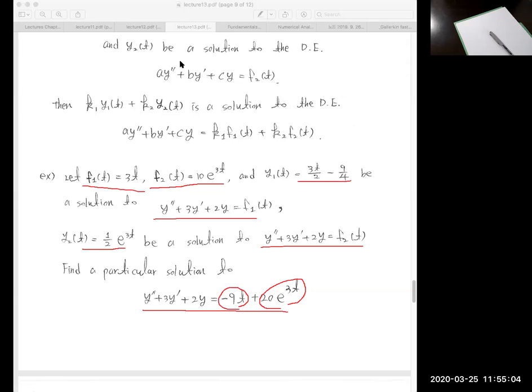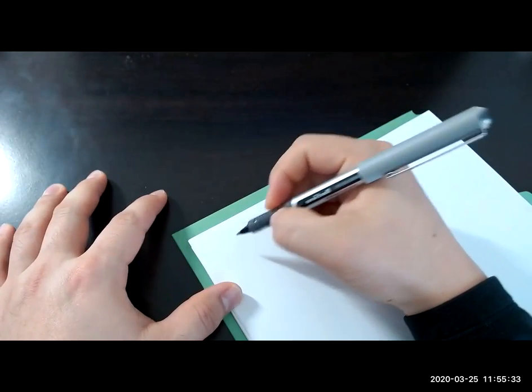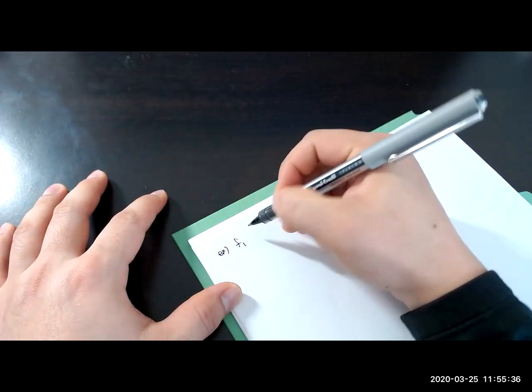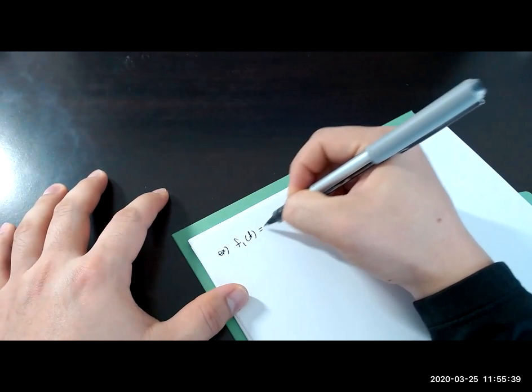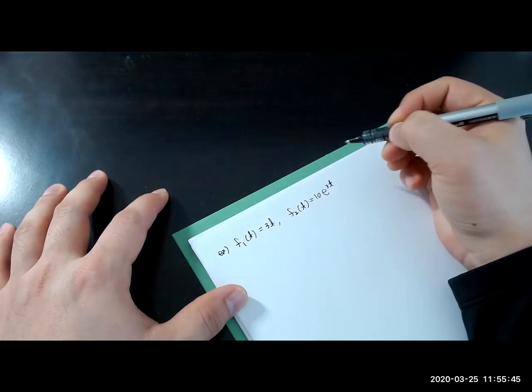Let me turn to the discussion paper, give me a second. So in this example, f1 of t is defined by 3t, and f2 of t is defined by 10 times e to 3t.